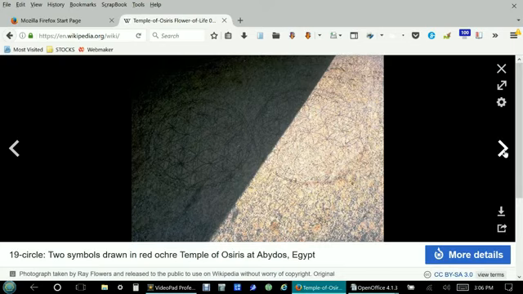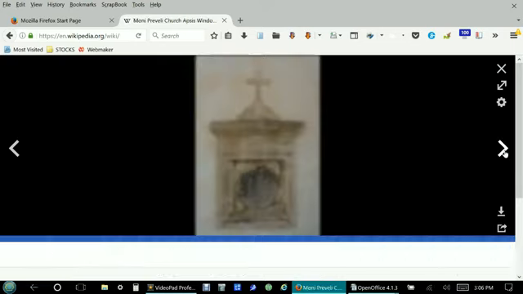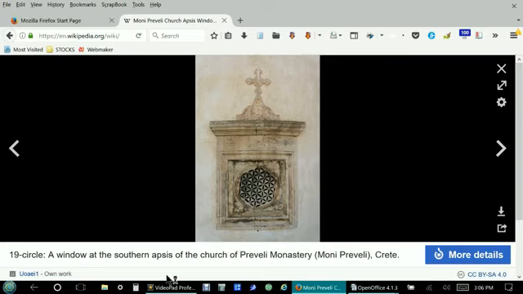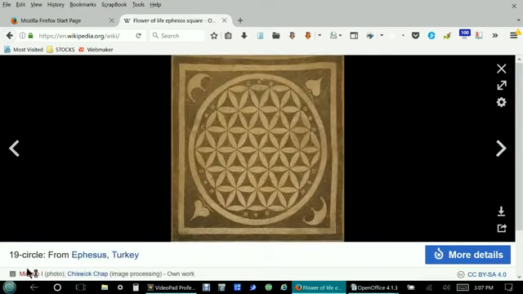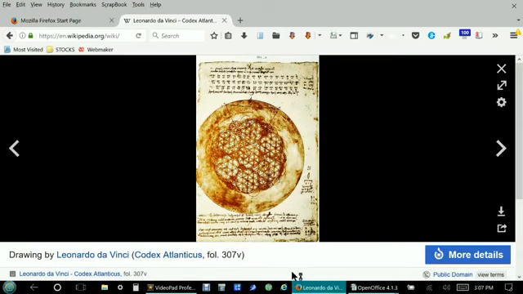granite. And again, a 19-circle flower of life at the southern apse of Preveli Monastery in Crete. And here, the 19-circle flower of life is found at Ephesus, Turkey. That's the ancient city that Cleopatra and Mark Antony visited before the war with Caesar Augustus. And again, stopping with a Leonardo da Vinci drawing.